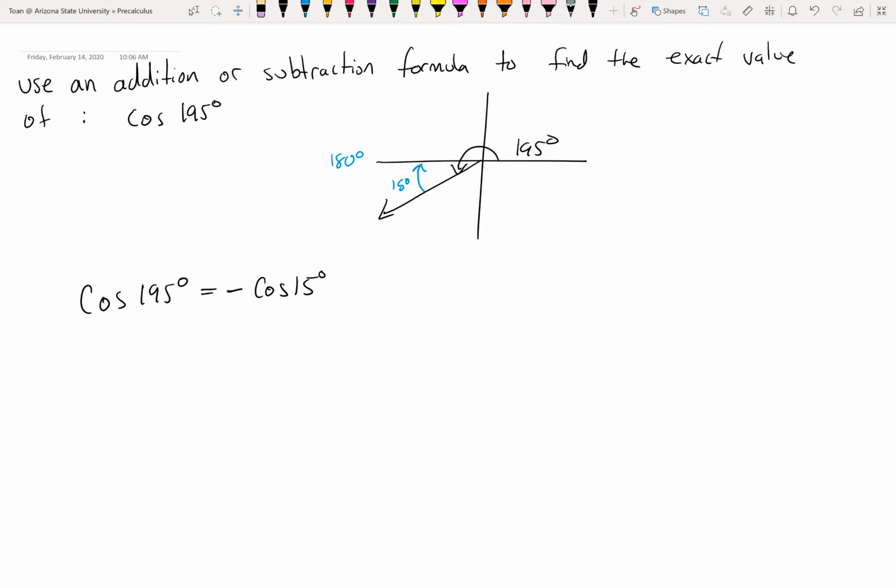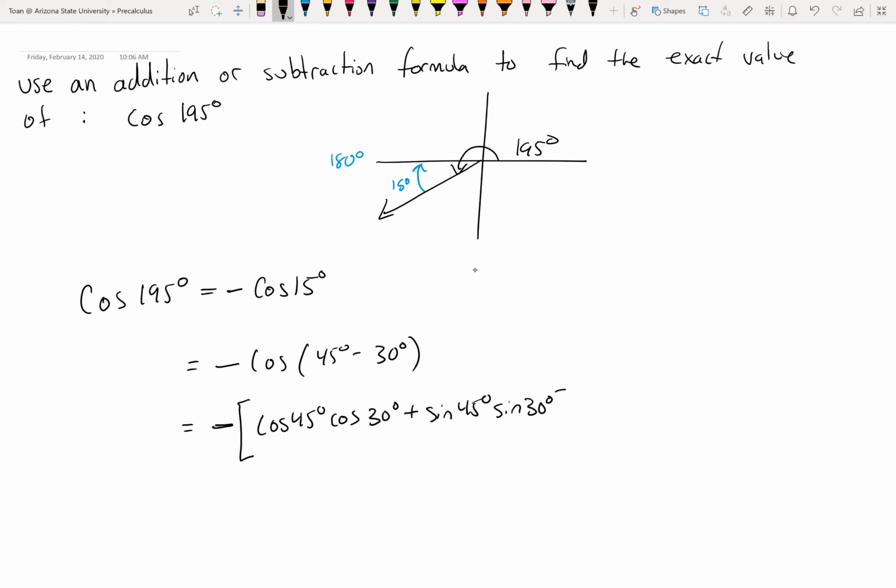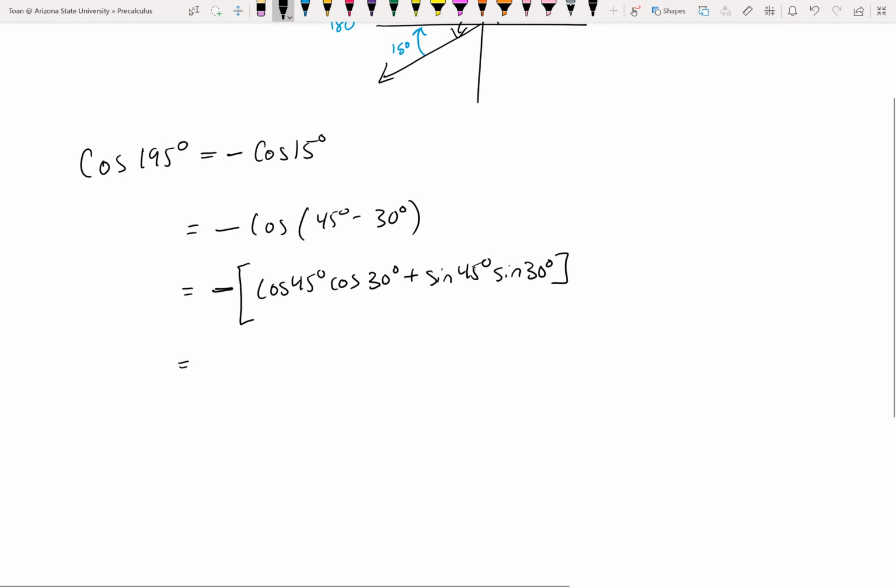So I know that this equals negative cosine of 45 degrees minus 30. Well, this part right here, we have an identity for. This negative just hangs on the outside until the very end. Right, so I'm going to look into my reference sheet and know that cosine of a subtraction is going to be cosine of the first angle, cosine of the second angle, plus sine of the first angle, sine of the second angle. And then you just do math because these are all special unit circle angles.